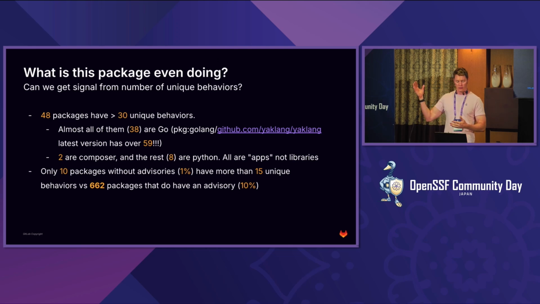So high unique behaviors are going to probably lead to a package being more of an application and not a dependency that you would include. Only 10 packages without advisories had more than 15 unique behaviors versus 662 packages that did. So about 10% have more than 15 unique behaviors. Again, a unique behavior is like, does it open a TCP socket? Does it make an HTTP request?